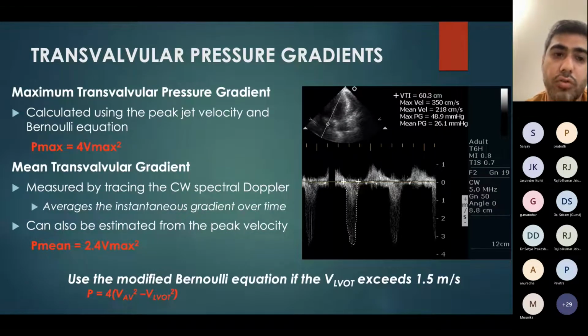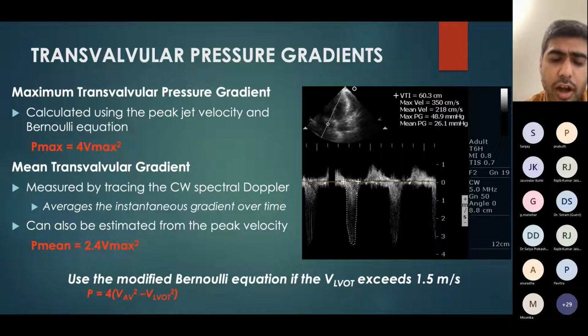Then we also have to take measurements for the transvalvular pressure gradients, which are the maximum transvalvular gradient or the mean gradient. These are calculated using the peak jet velocity based upon the Bernoulli equation, and Pmax is equal to 4 times Vmax square. The mean transvalvular gradient can be measured using continuous wave spectral Doppler, which gives an average instantaneous gradient over time, and it can also be estimated from the peak velocity, which is 2.4 times Vmax square.